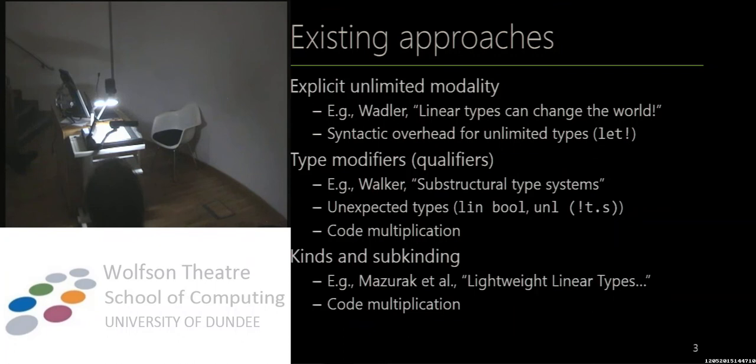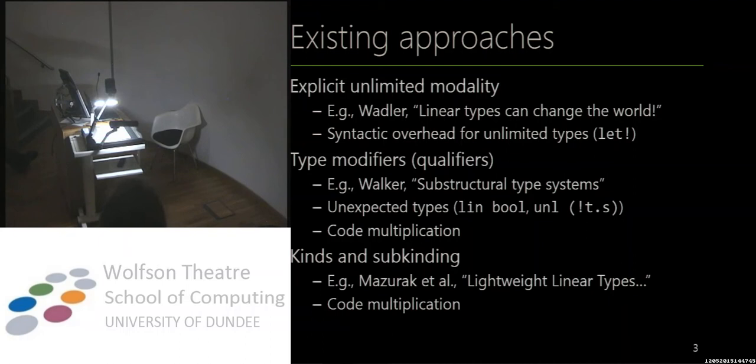Similarly, there have been approaches that treat these with a kinding mechanism or a subkinding mechanism. So there's a paper by Mazurak et al. called Lightweight Linear Types in System F-pop. It avoids the unexpected issue by giving you a static partitioning. You don't get to say for an arbitrary type whether you get both a limited and an unlimited version of it. You say booleans are unlimited, channels are linear, and that's fine. You still have these code multiplication issues because, for example, you get a proliferation of function types. And that's going to be most of the talk, talking about the proliferation of function types. So I won't say any more about it right now, but you still have this code multiplication issue.